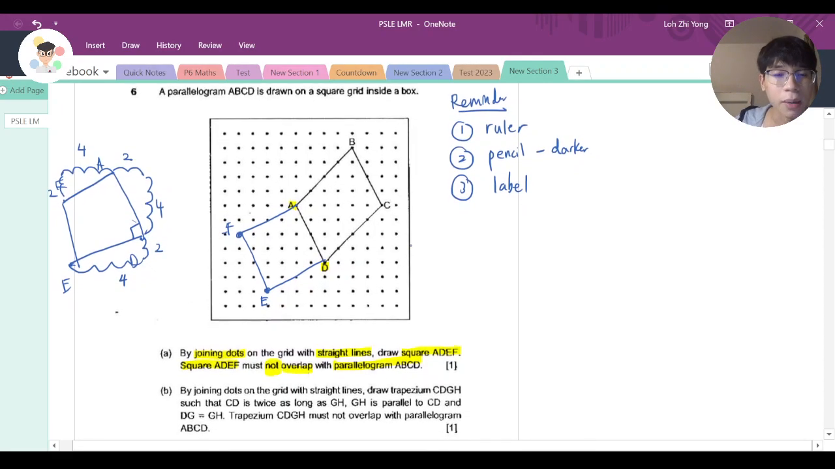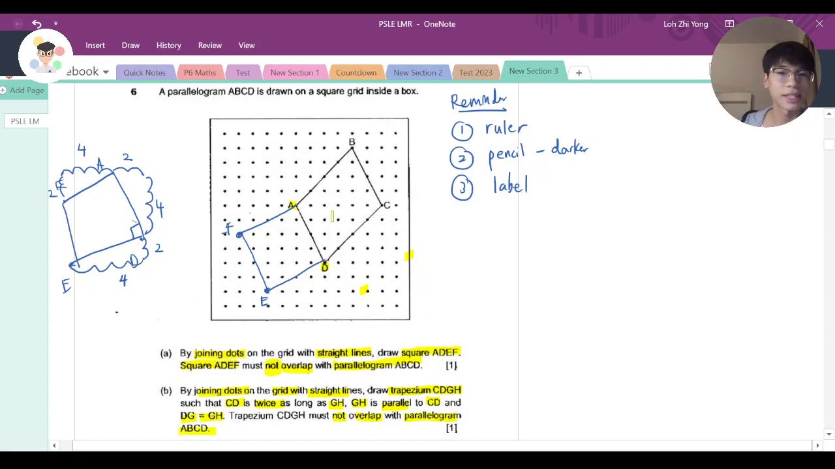Part B. By joining dots on the grids, again the same reminder. You are joining the dots, not halfway, with straight lines. Please use ruler, straight lines. Draw trapezium CDGH. You know CD is here, so GH is somewhere here, such that CD is twice as long as GH, and GH is parallel to CD, and DG is equal to GH. Wow. You look at it, you don't want to do already, I know.